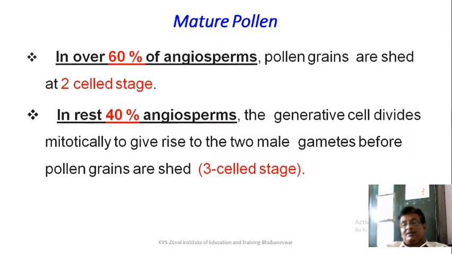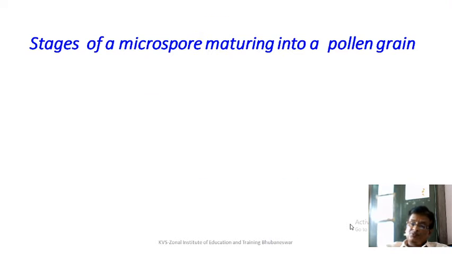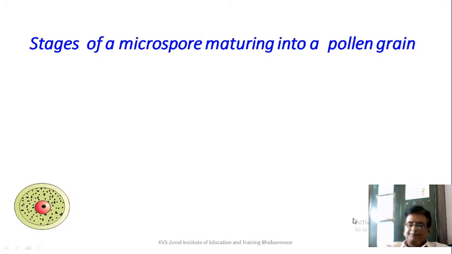and when dehiscence takes place, in about 60% of the angiosperms, they are dehisced at this stage. But in the rest of the 40%, what happens? The generative cell again divides mitotically to give rise to two male gametes, that is the first male and the second male nucleus. So the vegetative cell transforms into the tube nucleus, followed by the generative, which divides into the first and the second male nucleus. It becomes a 3-cell stage. So in 40% of the angiosperms, they are released at the 3-cell stage.